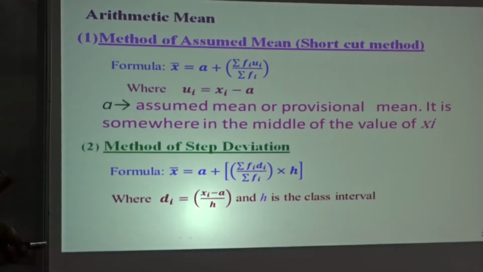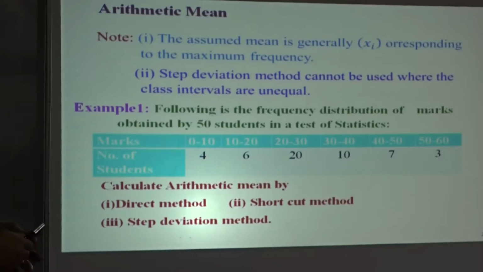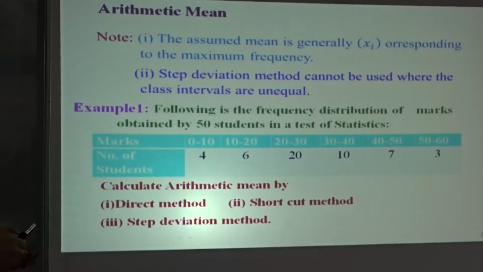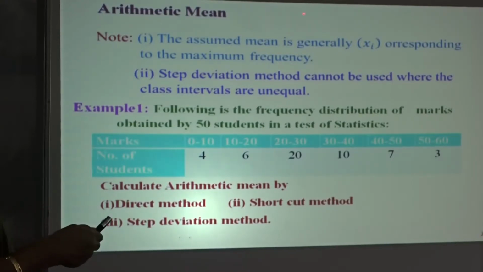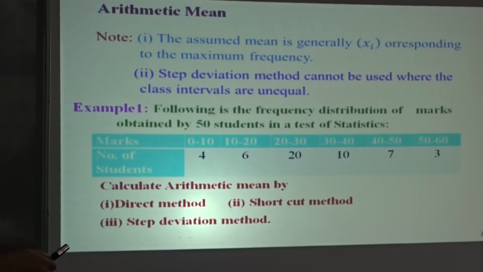Next we have to consider an example based on these two methods. Before that, I want to highlight two notes. Note number 1 is something I told you a few minutes ago: assumed mean is generally corresponding to the maximum frequency. And for step deviation, which we just discussed, if you want to go for step deviation, you always require the h value.